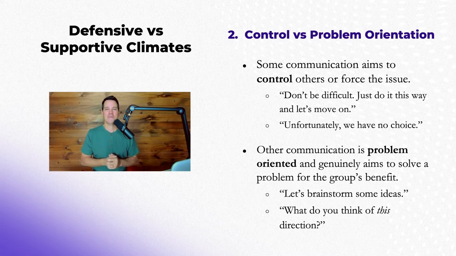The second pairing is control versus problem orientation. So some people really aim to control others or force the issue with their communication. They might say, for example, "Don't be difficult, just do it this way and let's move on." So they're trying to push the other people in the group by saying, "Hey, you're being difficult." And that's like a power move, a controlling move. You might have someone say, "Well, unfortunately, we have no choice." They're trying to block things off and make you go in the direction that they want to go.